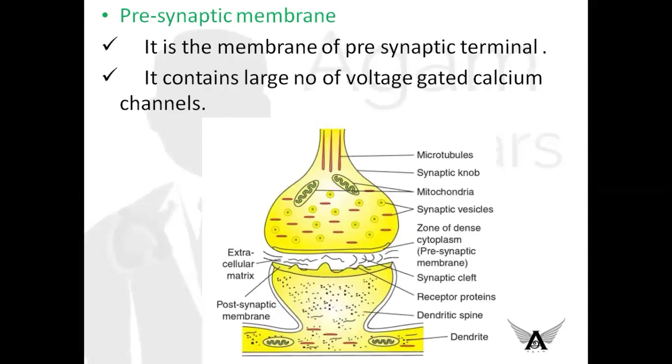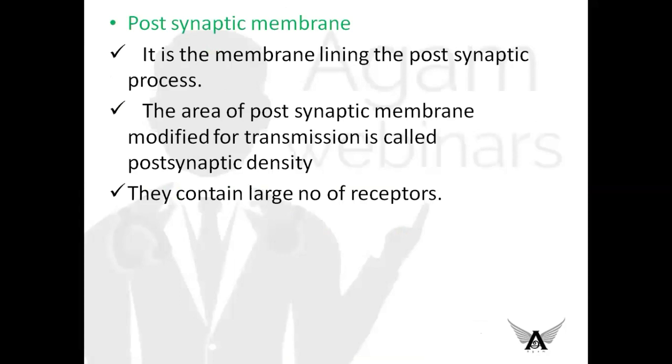Next is the synaptic cleft. It is the gap between the presynaptic neuron and postsynaptic neuron, and it is filled with extracellular matrix. Next part is the postsynaptic process. It is the part which synapses with the synaptic knob. The last part is the postsynaptic membrane. It is the membrane lining the postsynaptic process, and this part is called postsynaptic density because it contains a large number of receptors for the neurotransmitters released from the presynaptic neuron to act upon.